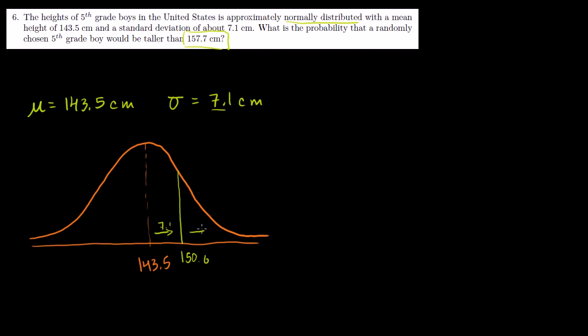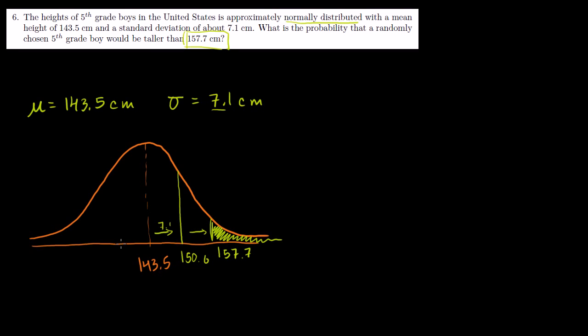If we were to go another standard deviation, we go 7.1 more. What's 7.1 plus 150.6? It's 157.7, which just happens to be the exact number they asked for. They're asking for the probability of getting a height higher than that. So they want to know the probability that we fall under this area right here, or essentially more than 2 standard deviations from the mean, or above 2 standard deviations. We can't count this left tail right there. So we can use the empirical rule.